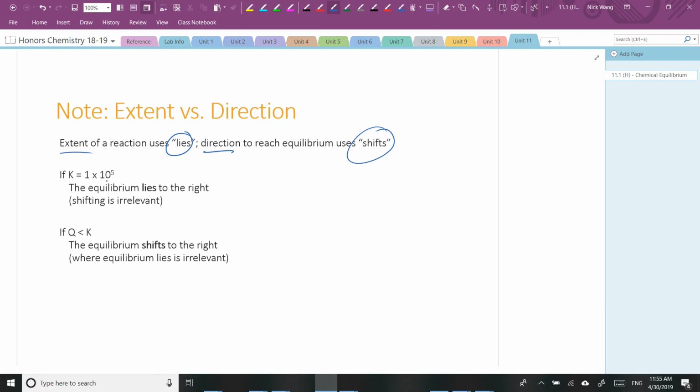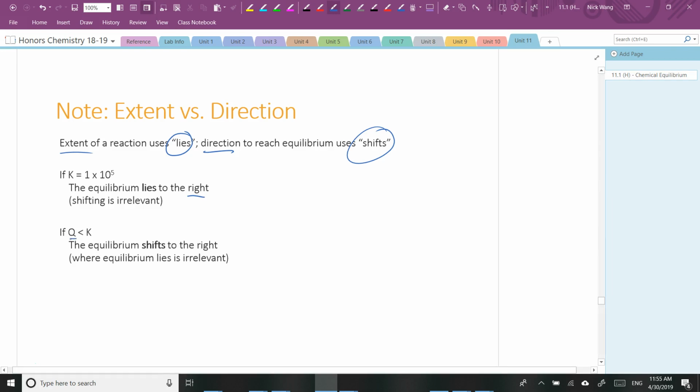It's completely irrelevant because we're not given initial amounts. We're not going to see how it compares to K, or whether it's going to shift right or shift left, or whether it's too much products versus too little reactants. That's not discussed here. We're simply saying if we know we have an equilibrium mixture, or some equilibrium constant present, based on that alone we can decide that it favors the right, it lies to the right, it has a lot more products than reactants.